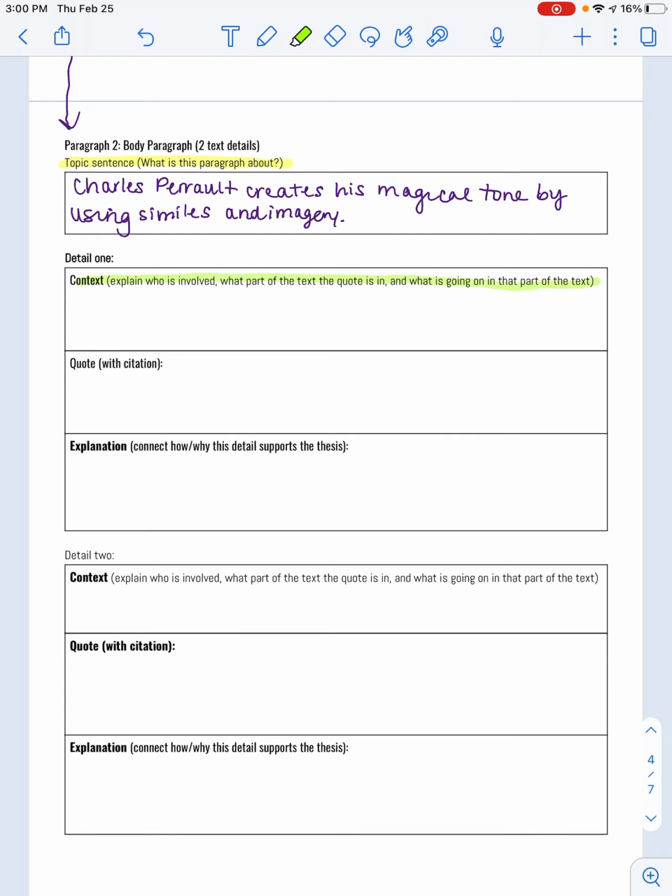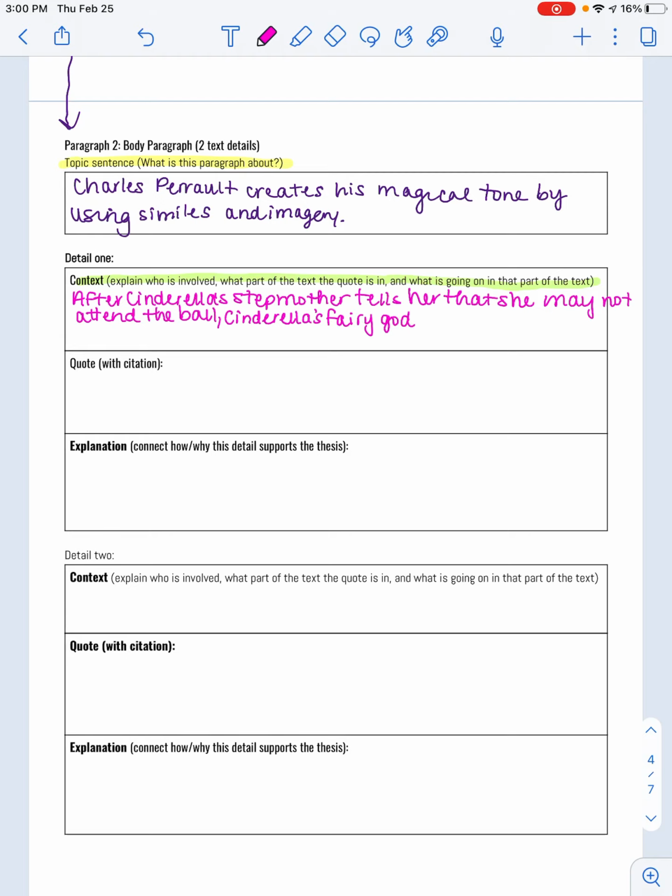So if I do that, let me change my color here. Maybe I'm going to talk about, I have to kind of introduce this idea of the ball a little bit. So I'm going to say, after Cinderella's stepmother tells her that she may not attend the ball, Cinderella's fairy godmother decides to help.